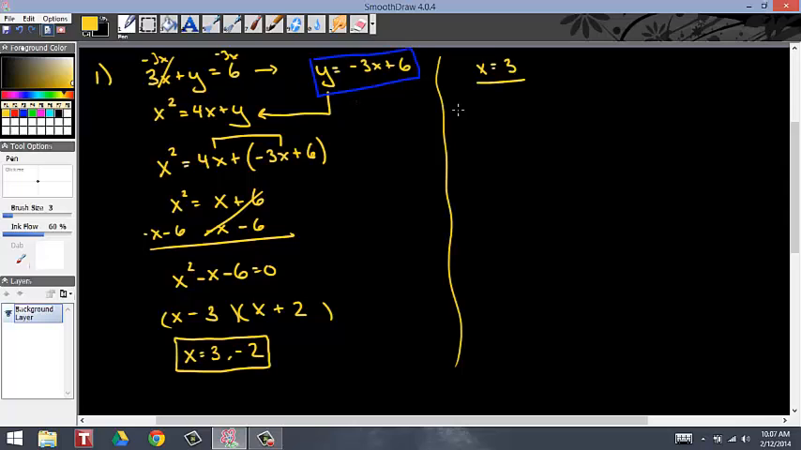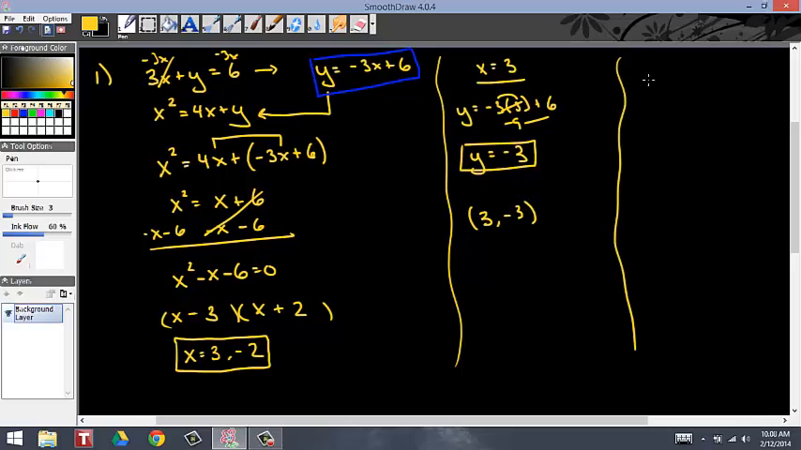So when x equals 3, I have y equals negative 3 times 3 plus 6. Well, that's negative 9 plus 6, which is negative 3. So y equals negative 3. What that means is that your first point of intersection is 3 comma negative 3. Okay? And now you have to do another situation when x equals negative 2.